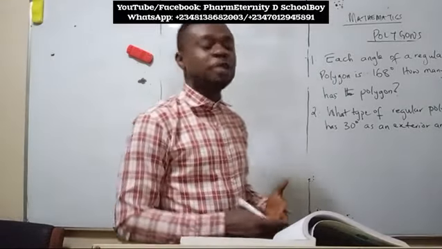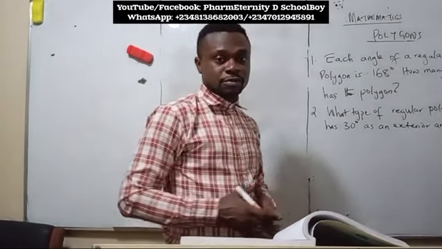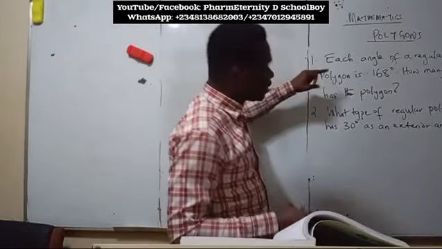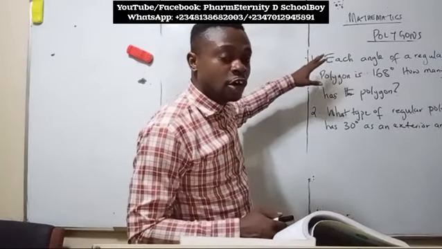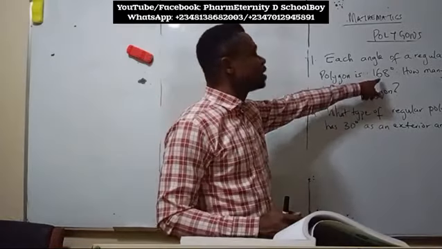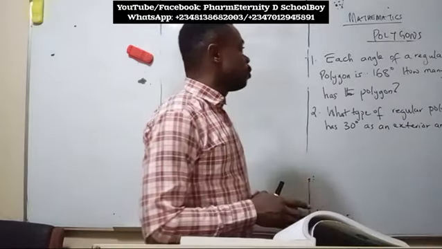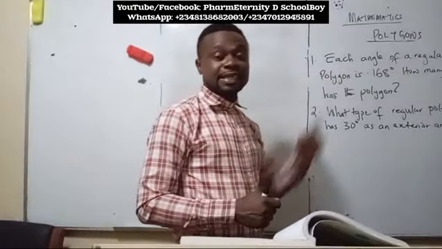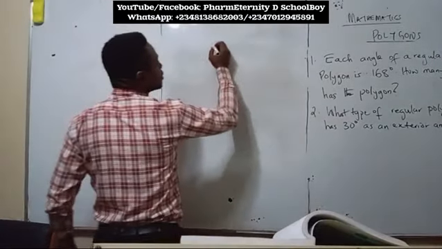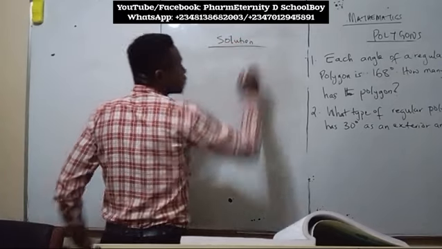By a regular polygon, we mean that the angles are equal. For this one now, it is a regular polygon. All the interior angles are what? Equal. So when you see 168 degrees, that means all interior angles are equal. But we want to calculate how many sides this polygon has. So let's take on this number 1. Solution.